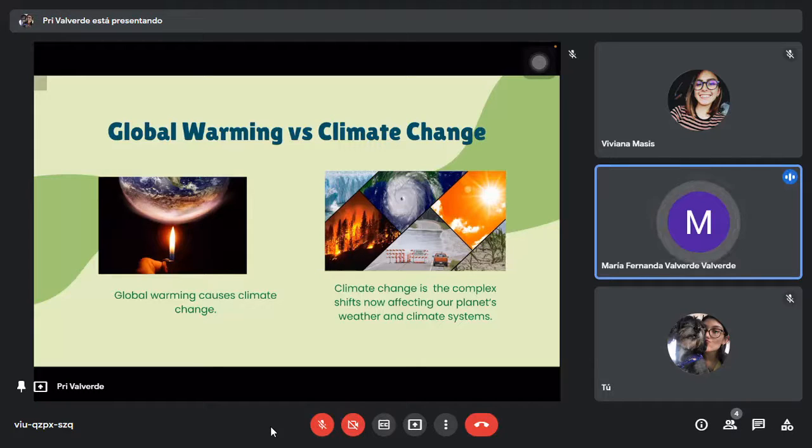The truth is that global warming causes climate change, and global warming consists of the increase in the temperature of the Earth. On the other hand, when talking about climate change, we're talking about the complex shifts now affecting our planet's weather and climate systems.